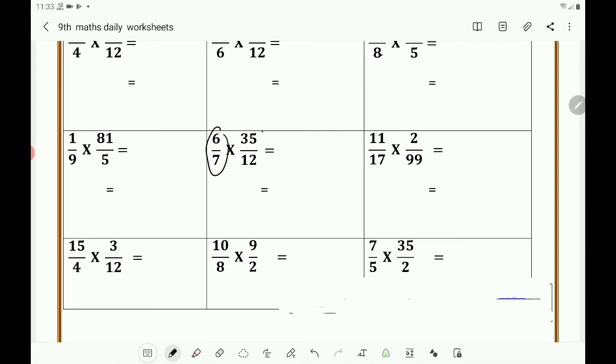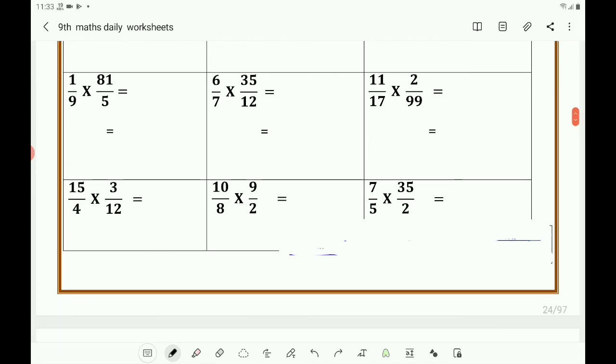Next, 6 by 7 into 35 by 12. Then 11 by 17 into 2 by 99. Here also you observe in which common table the numerator and denominators are there. The next one, 15 by 4 into 3 by 12. Then 10 by 8 into 9 by 2. Then 7 by 5 into 35 by 2.